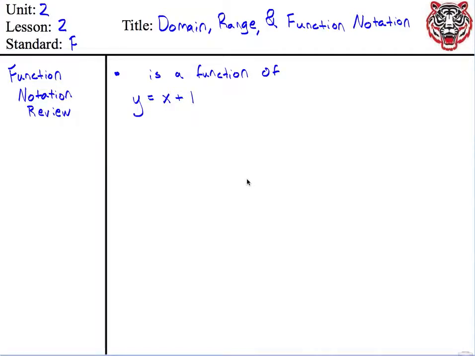All right, this is going to be Algebra 2, Unit 2, Lesson 2. We are on domain, range, and function notation. We already have the setup.